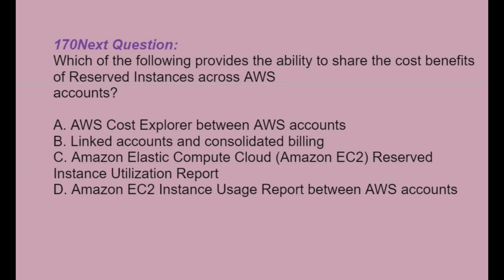Question is, which of the following provides the ability to share the cost benefits of reserved instances across AWS accounts? Option A. AWS Cost Explorer between AWS accounts. Option B. Linked accounts and consolidated billing. Option C. Amazon Elastic Compute Cloud Amazon EC2 Reserved Instance Utilization Report. Option D. Amazon EC2 Instance Uses Report between AWS accounts. Correct answer is option B.